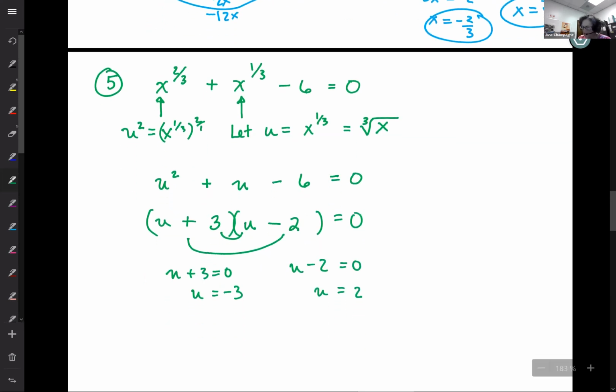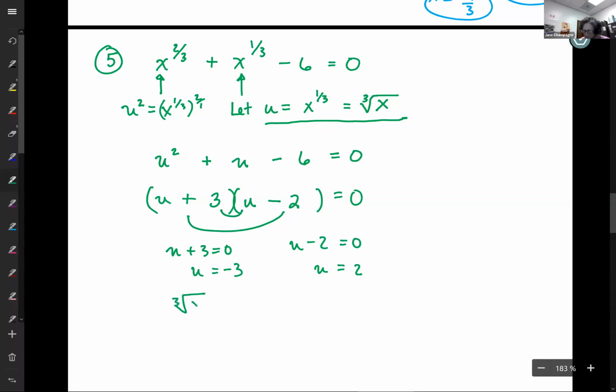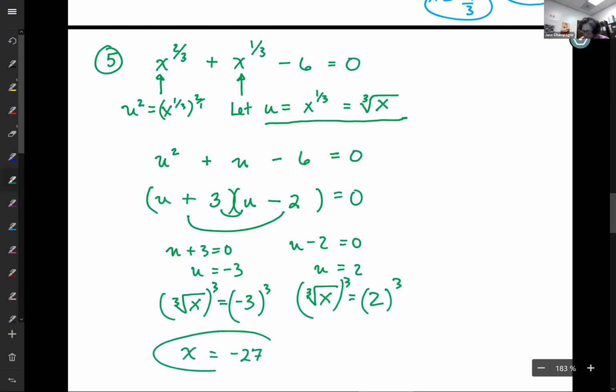So now we go back to x. We look at what did we define u to be? The cube root of x. How do we undo a cube root? What's the inverse operation or inverse function from the cube root function? Cubing. Cube both sides. So then x is negative 27, or x is 8 are the solutions.